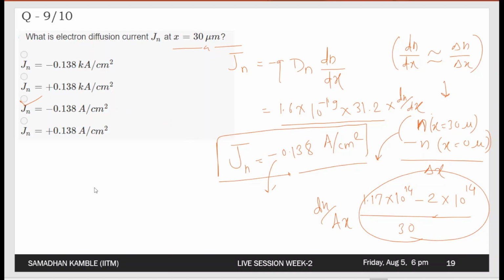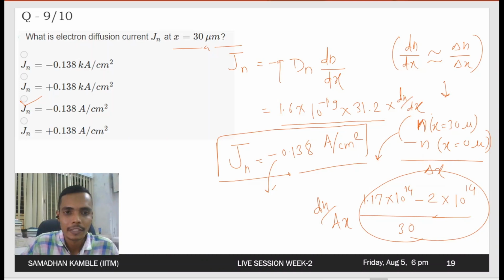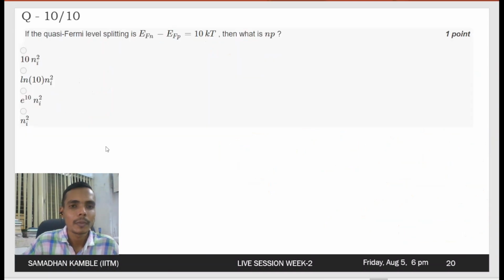Okay, so I think with this we can move to our last problem, which is an independent problem. It is not based on any data. The problem is as follows. If the quasi-Fermi level splitting is given as 10 times kT, what is the value of n times p? So we are given EFN minus EFP, and we are asked to find out np.